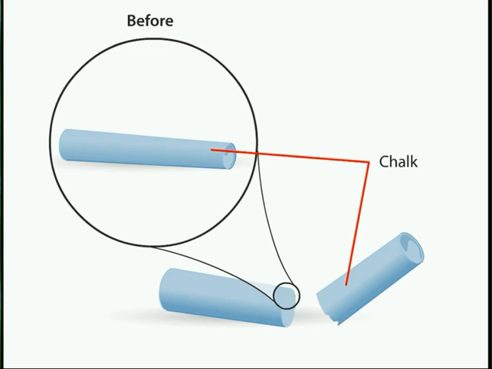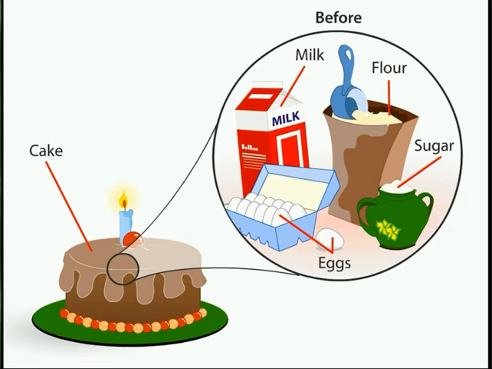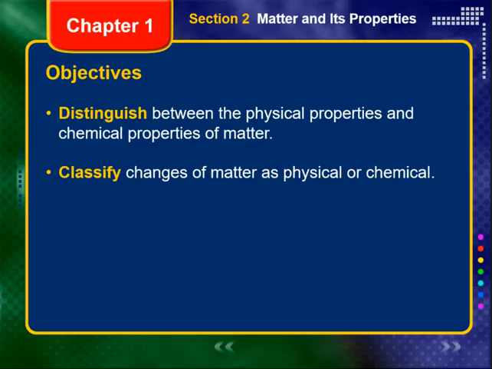Breaking a piece of chalk in 2 or more pieces is an example of a physical change. Regardless of how many times the chalk is broken, it is still chalk. The physical properties of size and shape are altered, but the chemical properties of the chalk remain the same. An example of a chemical change is baking a cake. When baking a cake, eggs, flour, sugar, oil, and other ingredients are combined. Each ingredient has its own set of properties. If the ingredients are mixed together and baked, something completely different is created. The heat from the oven and the interaction of the cake ingredients cause a chemical change. At this point, you should be able to distinguish between the physical properties and chemical properties of matter and classify changes of matter as physical or chemical.